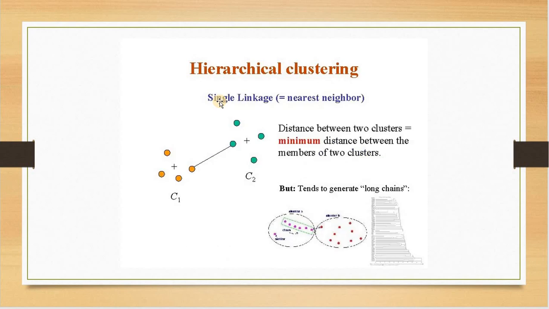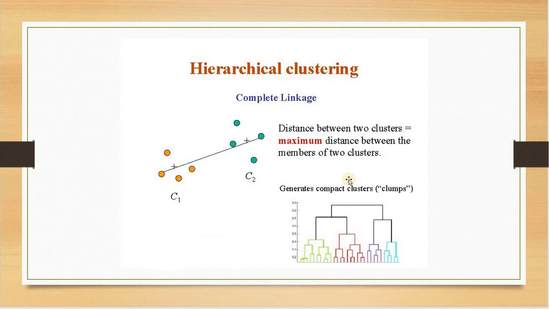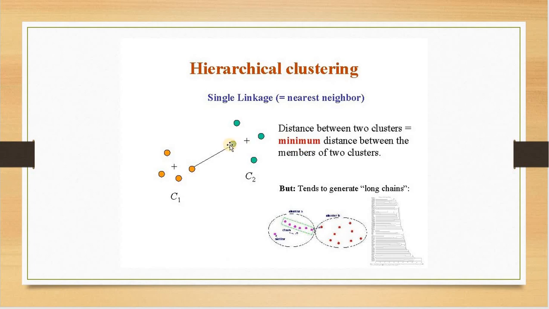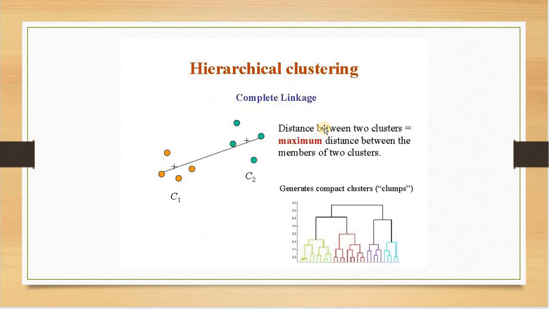So for that we have four linkages as I said. First one is single linkage, that is nearest neighbor. Here the distance between two clusters is equal to the minimum distance between the members of two clusters. Means from cluster 1 which one is closer to cluster 2, and from cluster 2 which member is closer to cluster 1, that distance is taken and then we form the chains. Now in complete linkage, the maximum distance is taken. Right, in single linkage we take the minimum distance, in complete linkage we take the maximum distance between the members of two clusters. See over here we have taken the maximum distance.